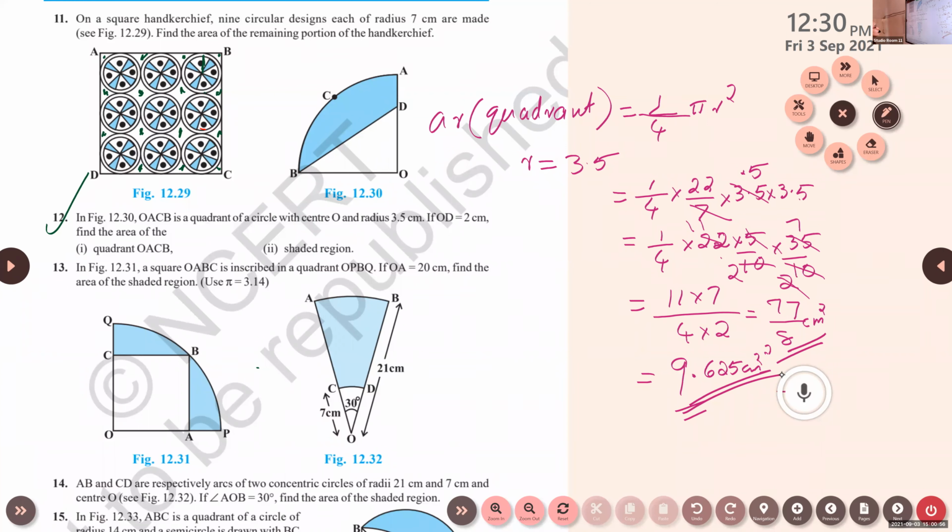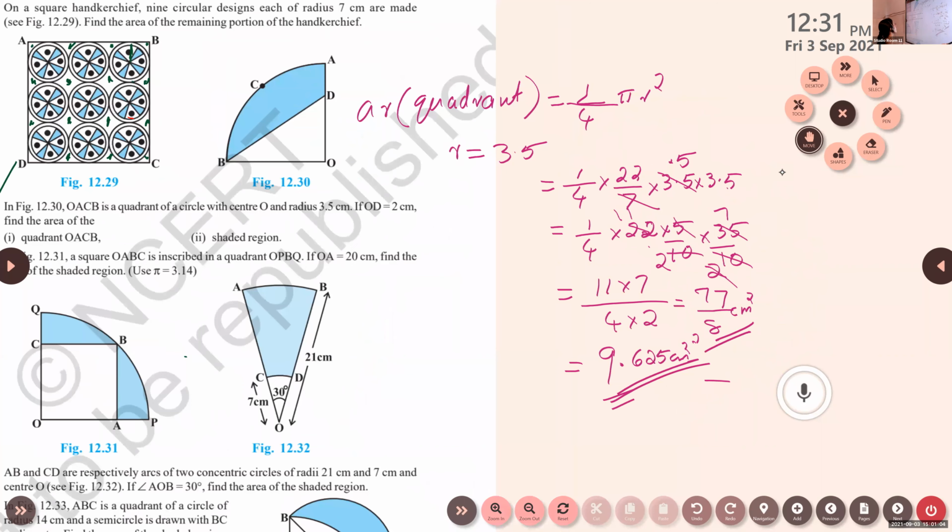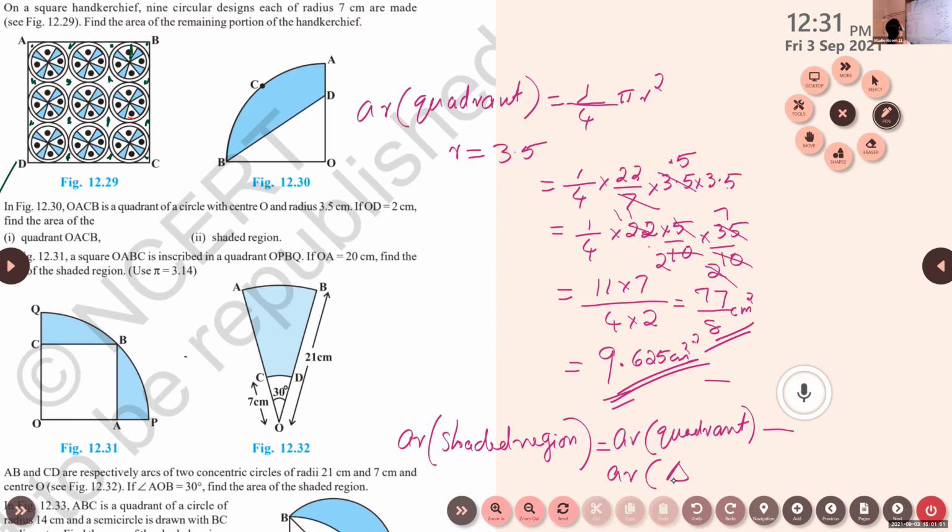Okay. Now about the shaded region, the area of the shaded region. How will we get the area of the shaded region? Only this part, blue color. So from the sector, what do we need to do? To get the area of the shaded region, we need to do what? Area of the quadrant minus the area of triangle BOD.